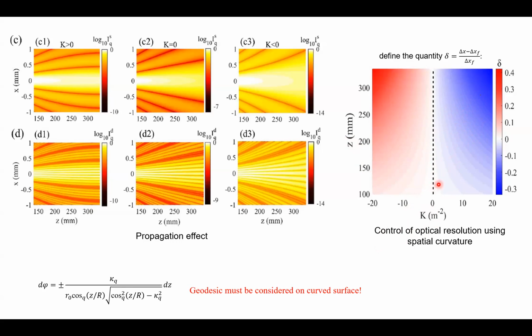And moreover, according to the principle of transformation optics, we can equivalently transform a curved surface to a planar waveguide with a refractive index distribution. So then we can use the planar waveguide to realize super resolution imaging. And this will be talked about later.